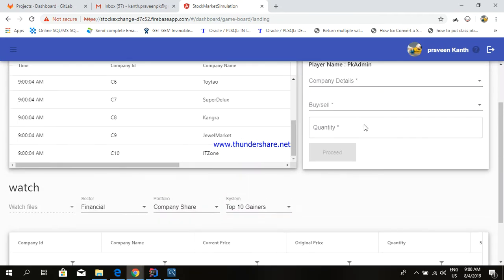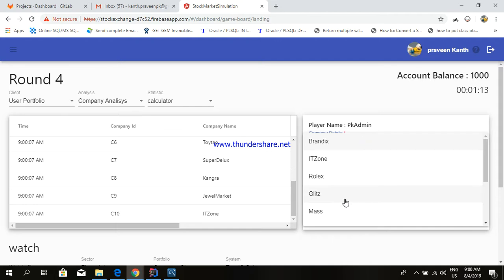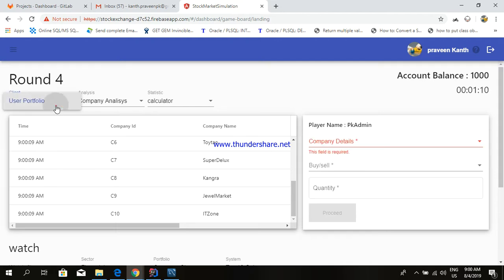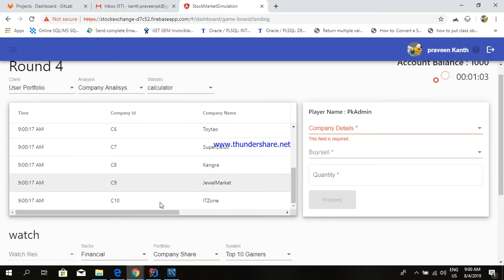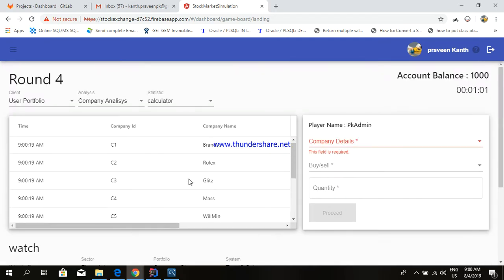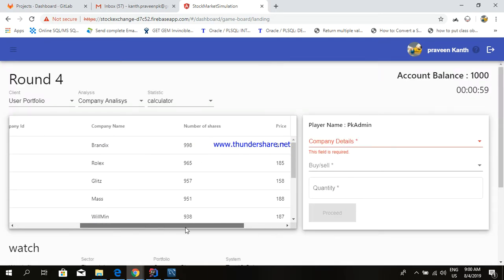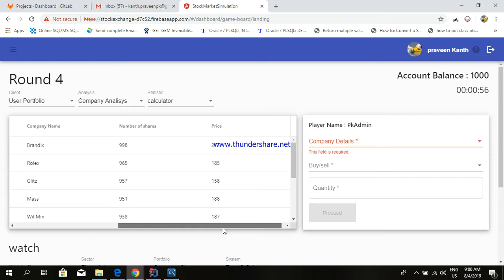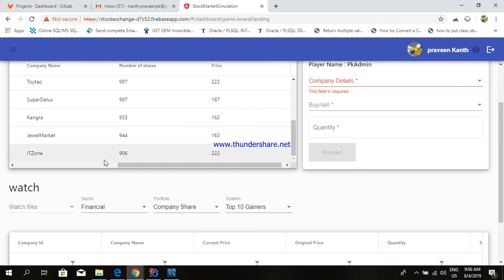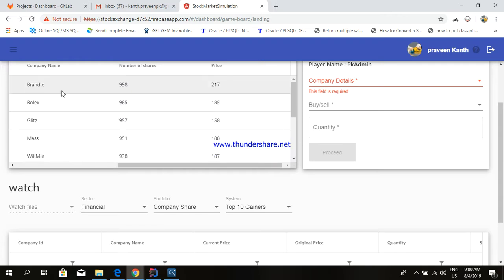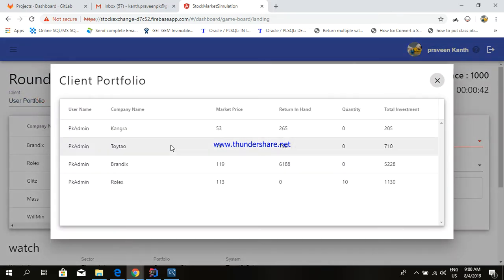So for the time being, we can do some bidding. In Rolex, I have a quantity of 10. Let's see in the market how much Rolex has in hand. It has 965 shares, such a big amount, so there's no need to sell those shares. Now you can see IT Zone has fewer shares compared to the other companies. Let's see in my portfolio whether I have bought IT Zone.